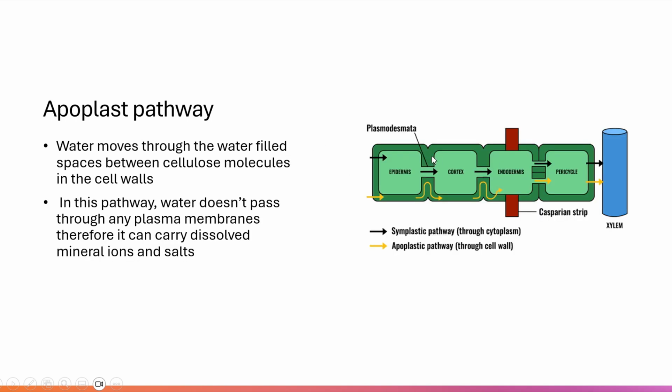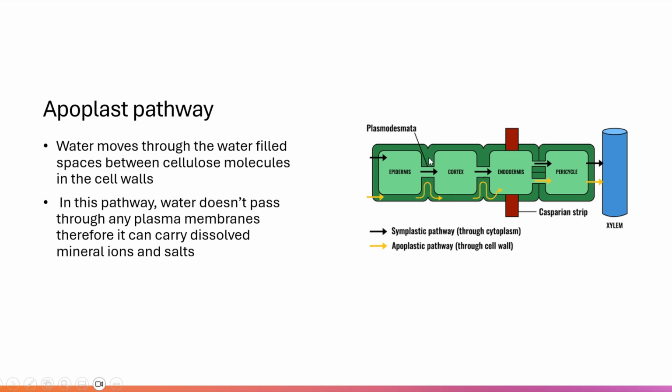Apoplast is when water goes through the cell wall. Water moves through the water-filled spaces between cellulose molecules in the cell wall. The cell wall is made out of cellulose, which has gaps, so water moves into those gaps, the cracks in the wall effectively, and cuts through the cellulose directly. In this pathway, water doesn't pass through any plasma membranes, therefore it can carry dissolved minerals, ions and salts. For the other one, it has to move through plasma membranes and cytoplasm.